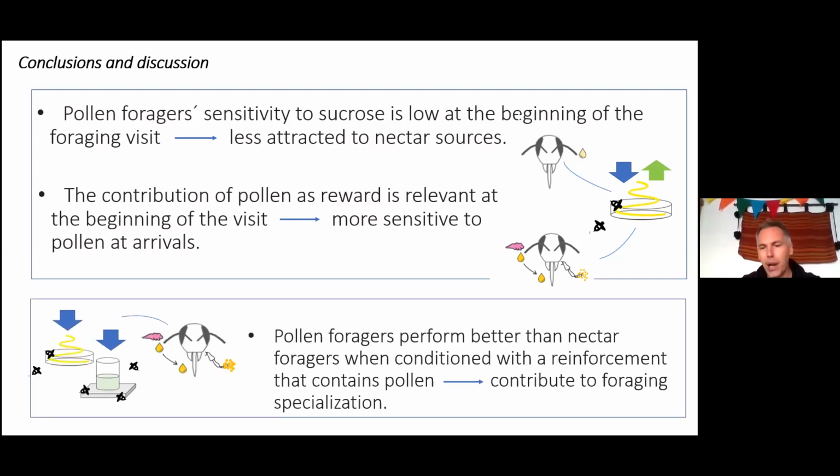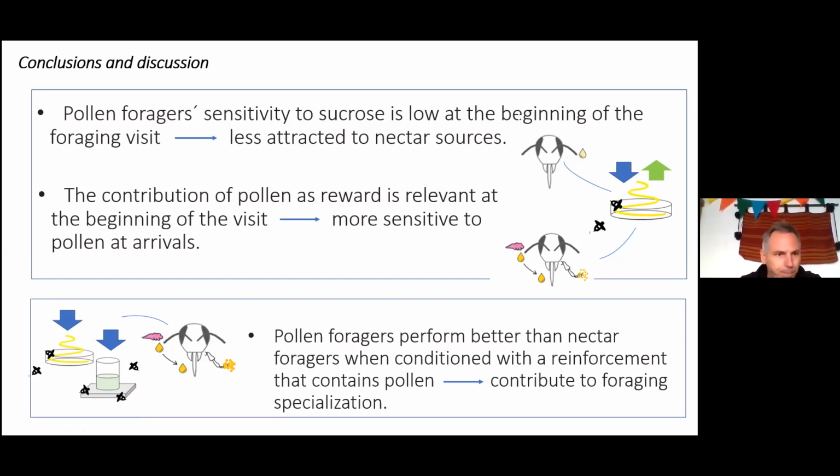And from the comparison between forager types, we get that pollen foragers perform better than nectar foragers when conditioned with this double reinforcement, a fact that might contribute to foraging specialization.